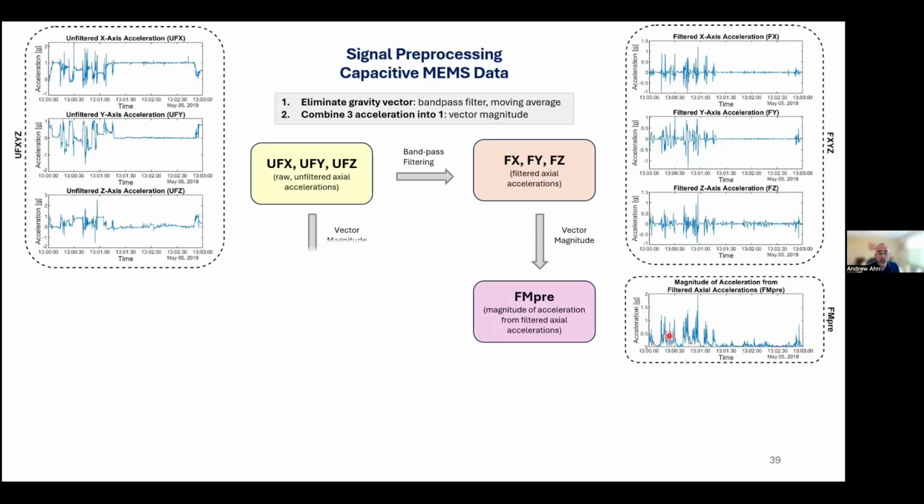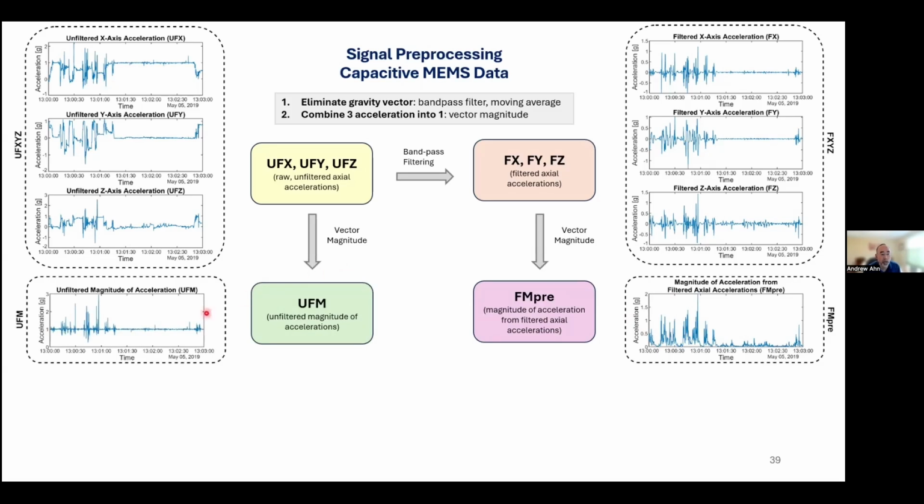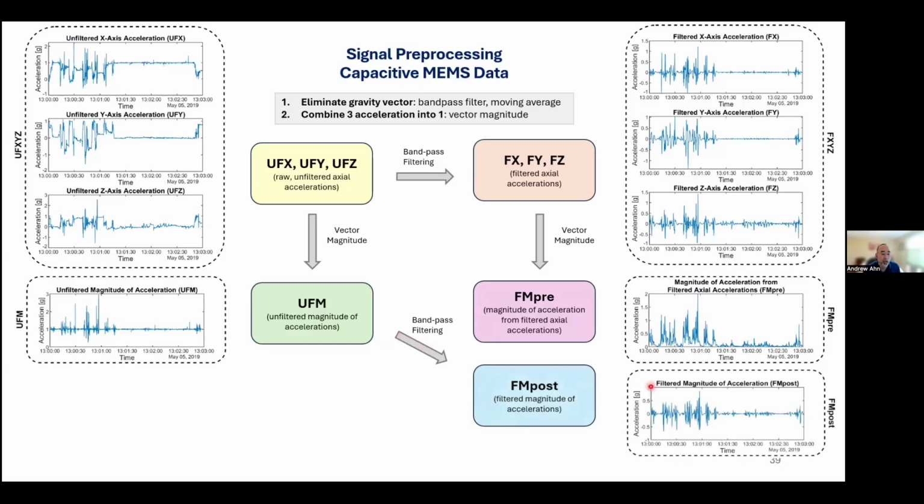Now, let's say you do the vector magnitude first, and you get UFM, and then afterwards you apply the bandpass filtering. You get a completely different result, it looks very different from the FMpre. This is why in the options for the Garmin Enhanced Actigraphy, you have the option for FMpre and FMpost. These two provide very different results. It's the order in which you do this processing that matters. Whether you do the filtering first in FMpre or afterwards in FMpost can really change your results.